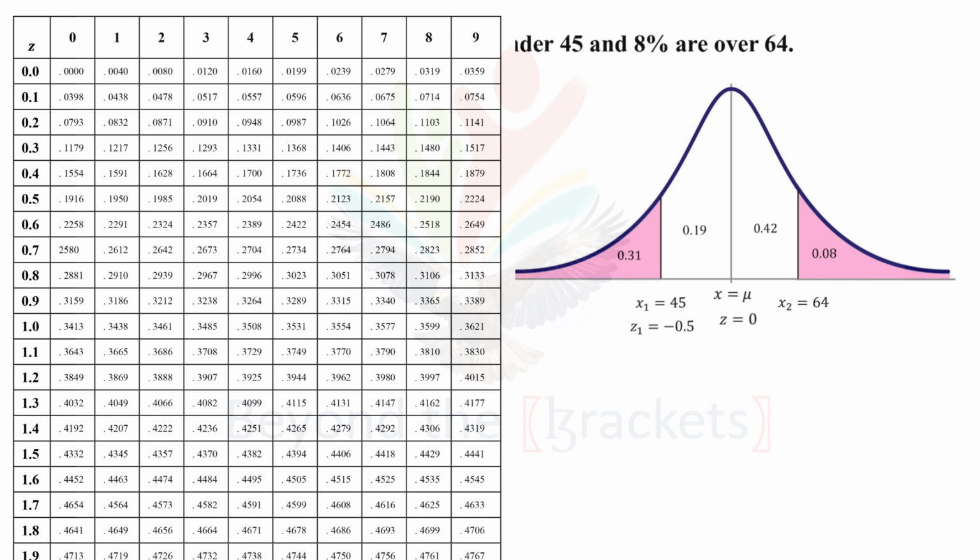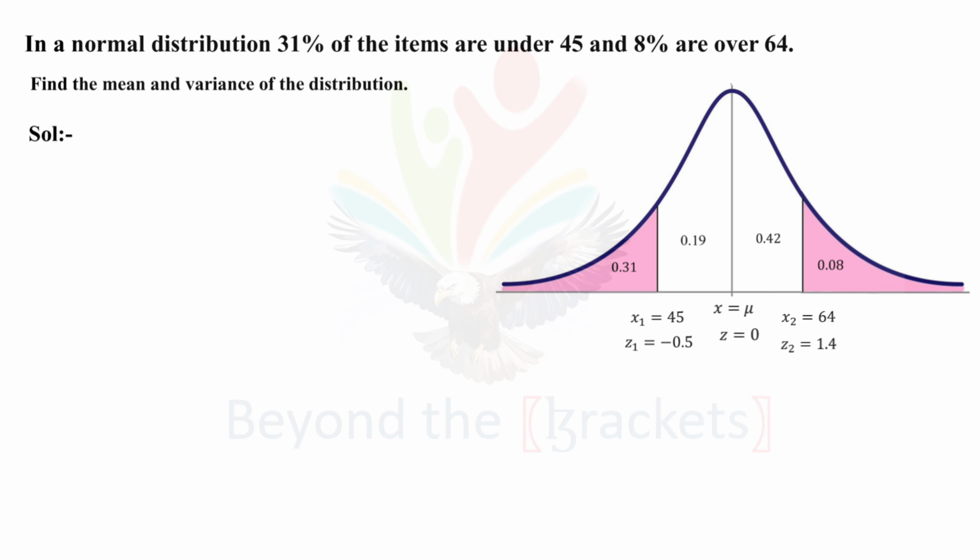The area 0.42 lies between z equal to 0 and z2. From the table, for the area 0.42, the corresponding value of z2 is 1.4. Since it's on the right side, z2 will be positive, so z2 is equal to plus 1.4. Corresponding to x1, we have z1 is equal to (x1 minus mu) by sigma. Substituting all the values, we get minus 0.5 sigma plus mu is equal to 45.